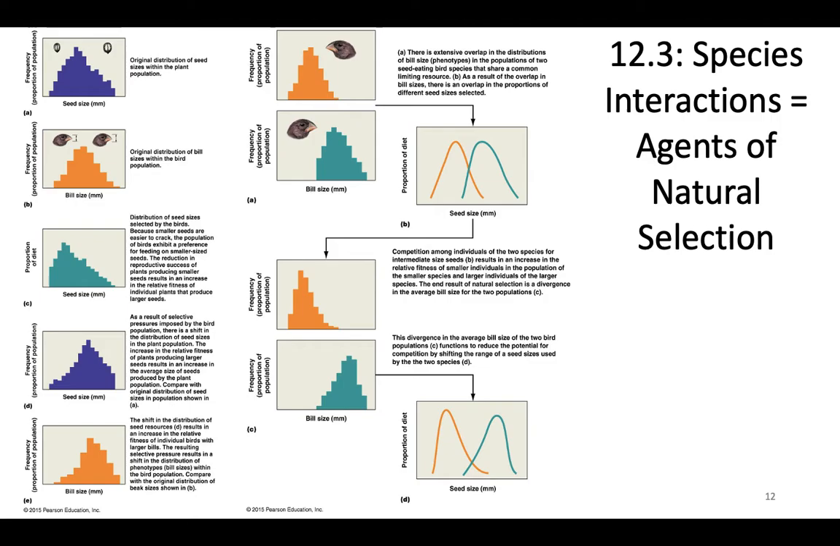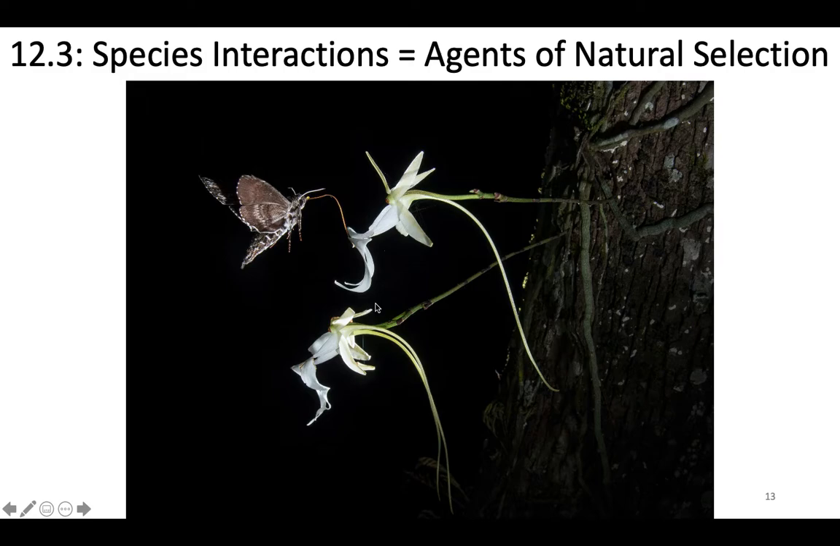I also uploaded a YouTube video I would like you to watch on my all-time favorite story in evolutionary biology of coevolution and how Darwin basically predicted that this moth would exist several decades before anyone even found it, because he predicted this moth existed based on the morphology of this flower in Madagascar. And you have to watch the video. It's one of my all-time favorite stories.